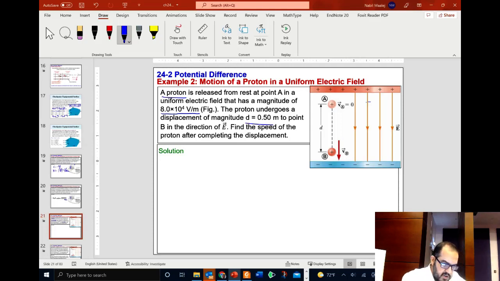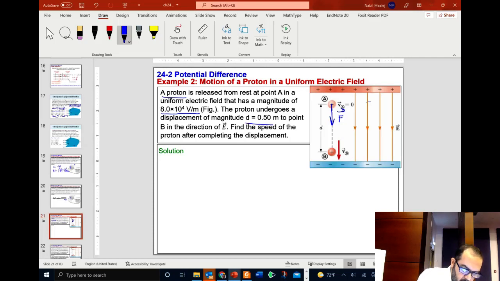Obviously, because it's a positive charge, we know the force is going to be in the same direction as the electric field, and so it will increase the speed. Find the speed of the proton after completing the displacement. Very similar to the quiz problem. I can use the same technique that we used for the quiz.